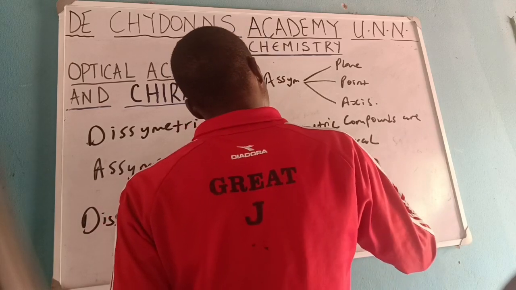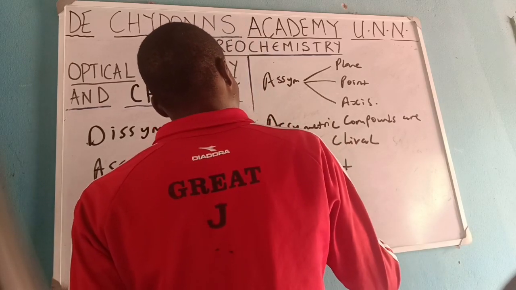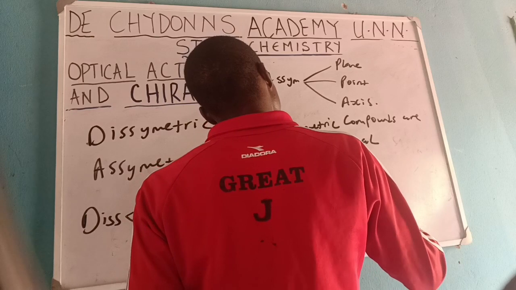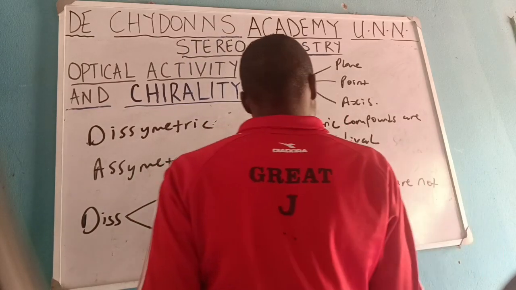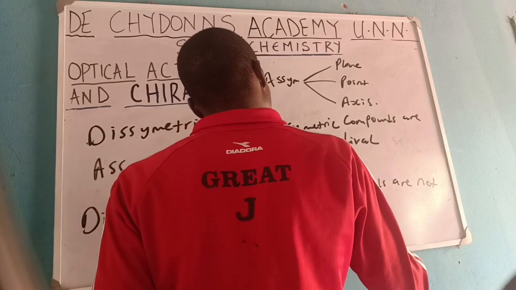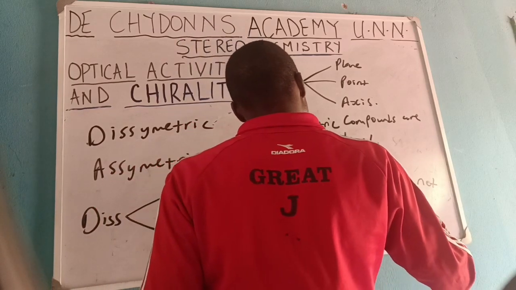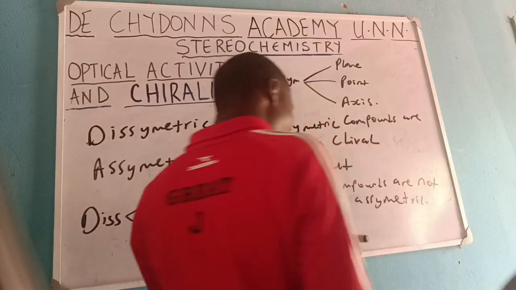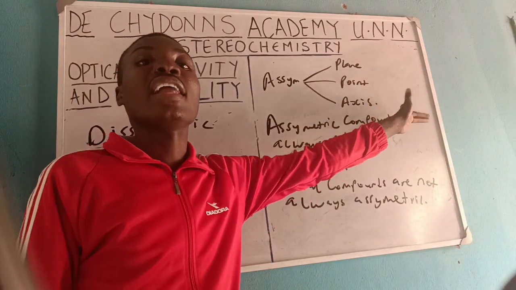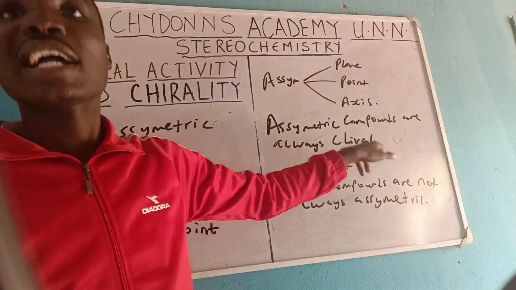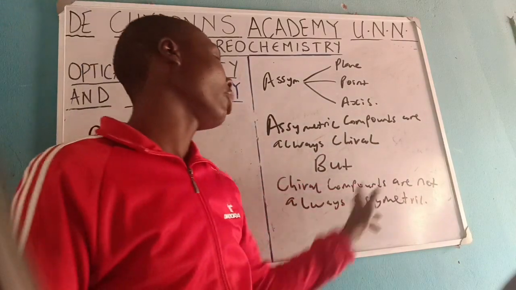but chiral compounds are not always asymmetric. So why exactly do we have that? Asymmetric compounds already lack the three elements of symmetry, so they are always chiral. But chiral compounds are not always asymmetric.